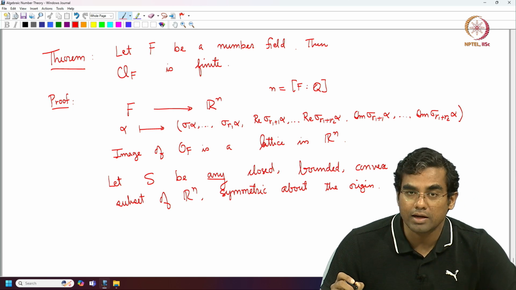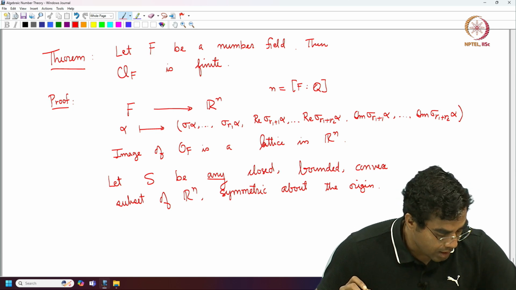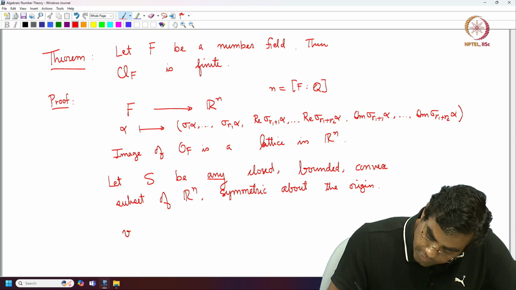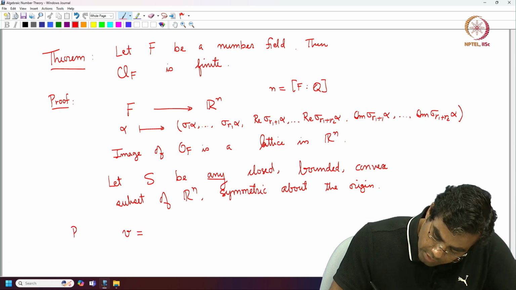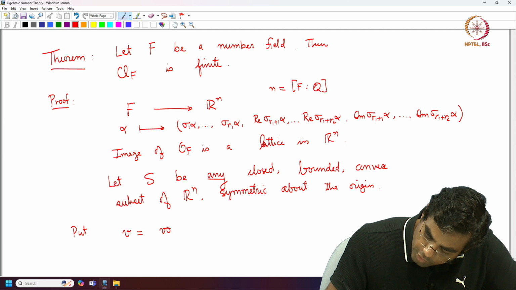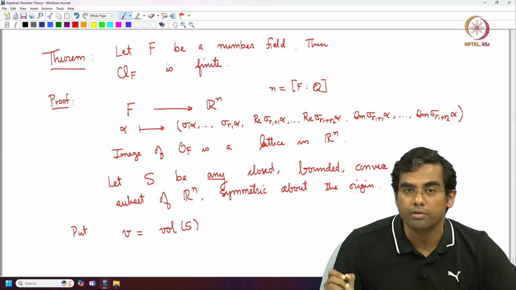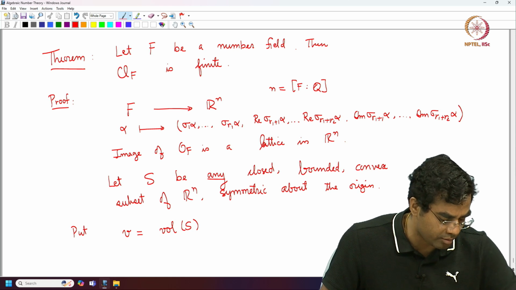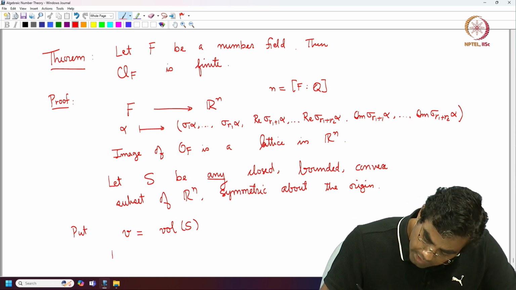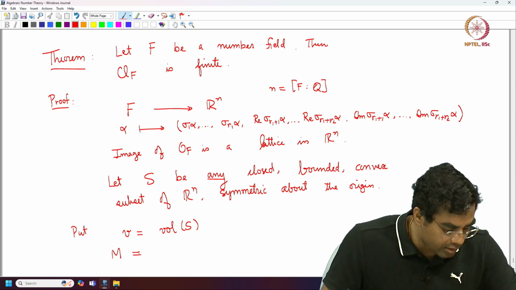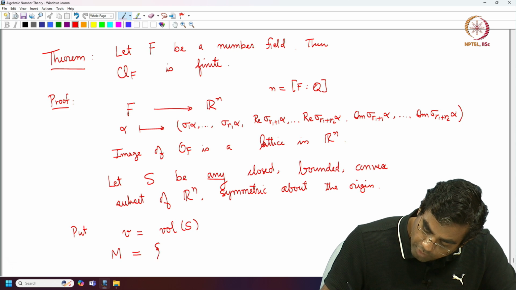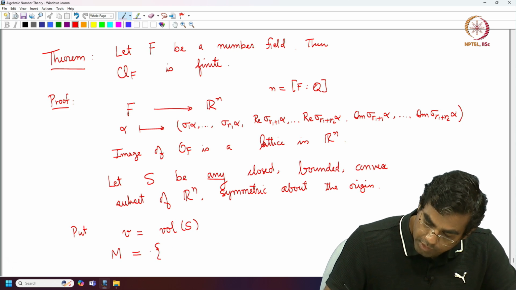Now, we want to dilate S, as I said, and we are going to use two quantities for this. So, first, put V to be the volume of S. At the moment we are taking S to be anything. So, this volume could be really tiny or it could be really large, we do not know. And the second quantity is something that is related to norm.